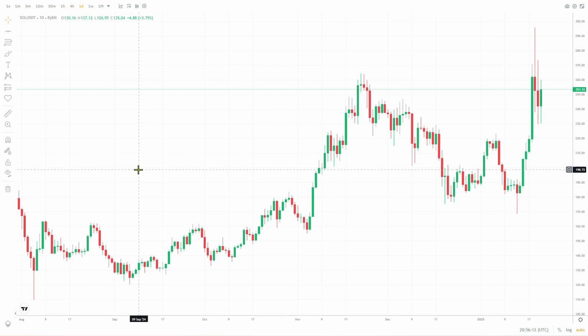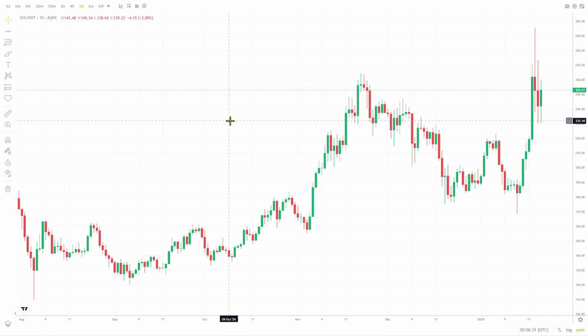So this is my chart, and this is the Solana USDT chart on the 1 day time frame. So this is how it has been. This last candlestick is the current price for today, 21 January 2025, and this is the time in UTC right now as I'm speaking to you.